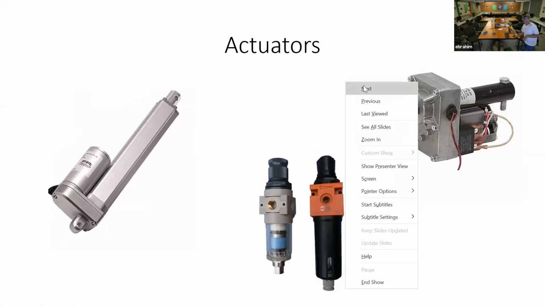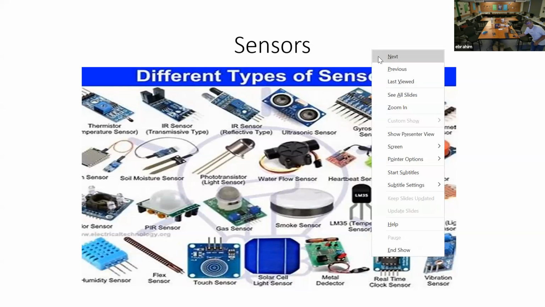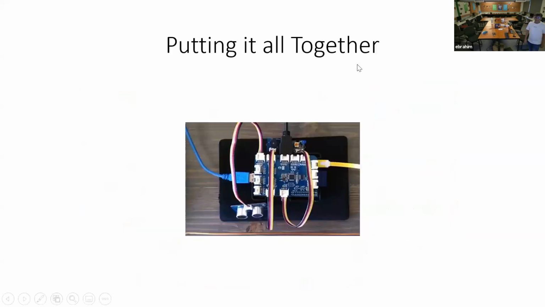Then we have the sensors. Okay, so these are all the different types of sensors that you have. We have water flow sensors, heat sensors, humidity sensors, temperature sensors. There are thousands and thousands of different sensors out there. And we need to make all these things work together. Right? So that is where I go to the next slide. Right? Putting it all together.